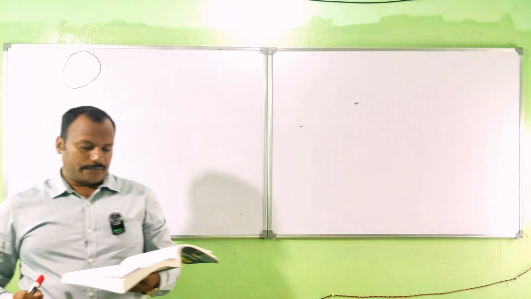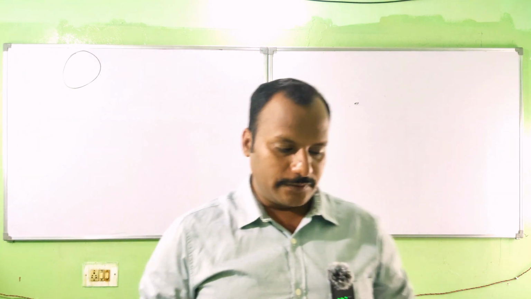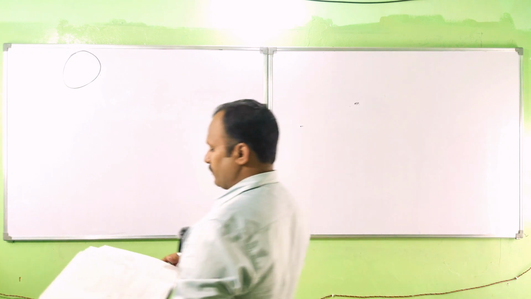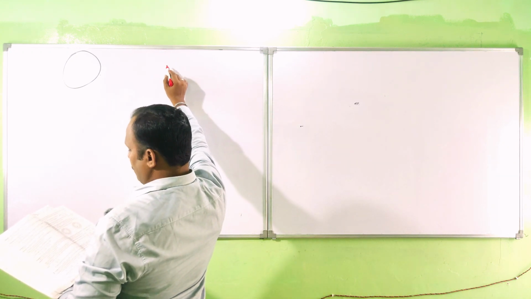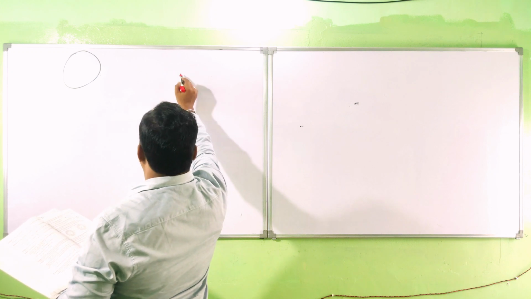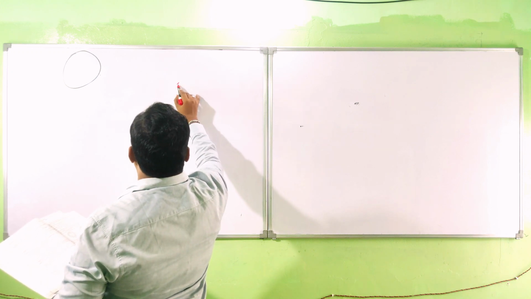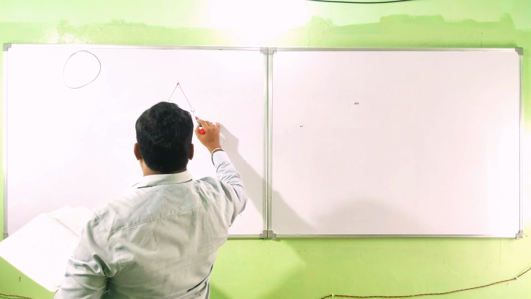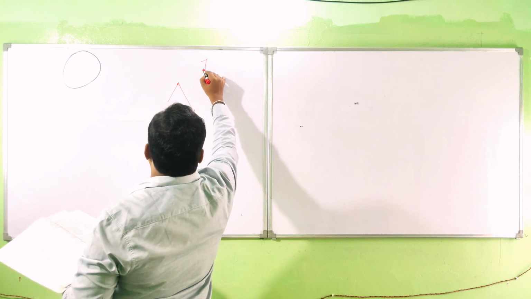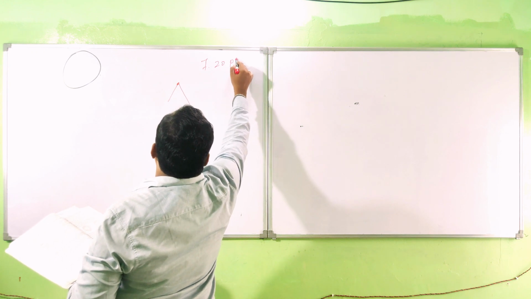The next question is: find the angle in radians between the hands of a clock at 7:20 p.m. The angle between the hands of a clock. This is the 7:20 time, 7:20 p.m.